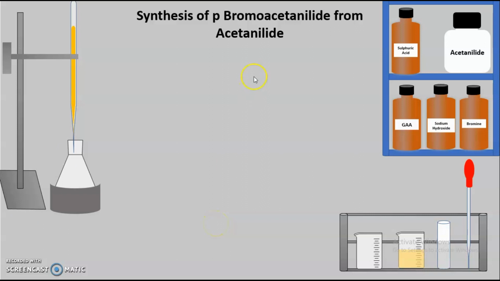Now you can see that we have placed our bromine solution in this burette. This flask is placed in a water bath to maintain the temperature. Now we are going to carry out the addition of bromine to our solution. Here you can see we have added a small quantity of bromine. We have to take care that bromine must be added in small quantities to ensure the complete precipitation of our product.